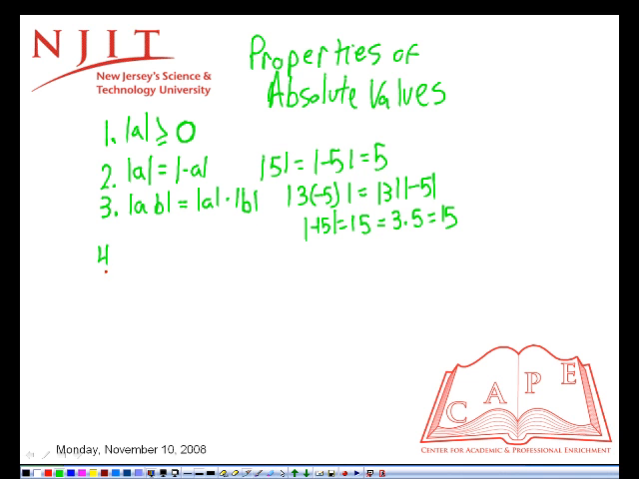The fourth one, similarly to the third, says that the absolute value of two numbers divided by each other is equal to the absolute value of the first divided by the absolute value of the second. Using the same numbers, the absolute value of 3 over negative 5 is equal to 3 over 5, and the absolute value of 3 over the absolute value of negative 5 is equal to 3 over 5, just as in the first case.